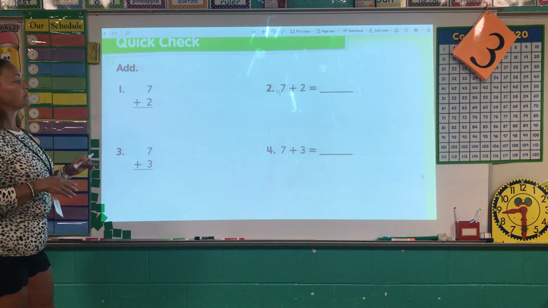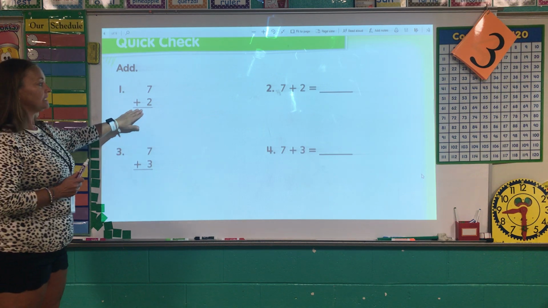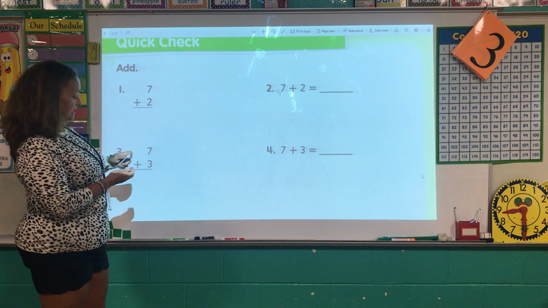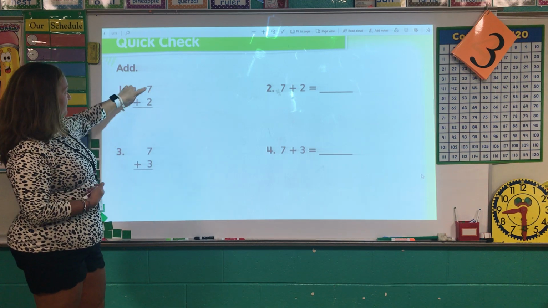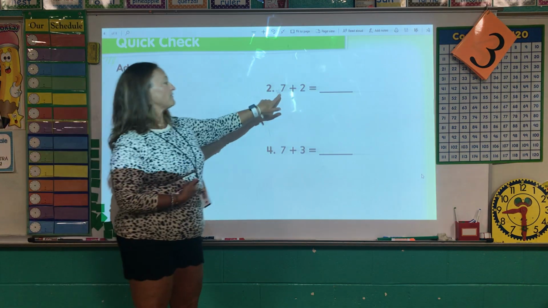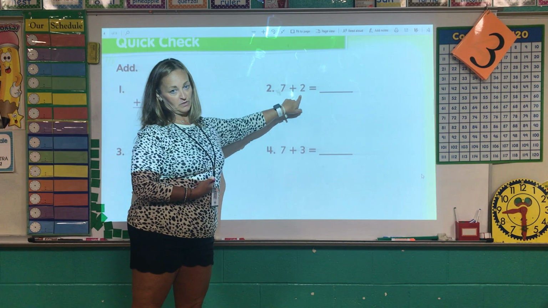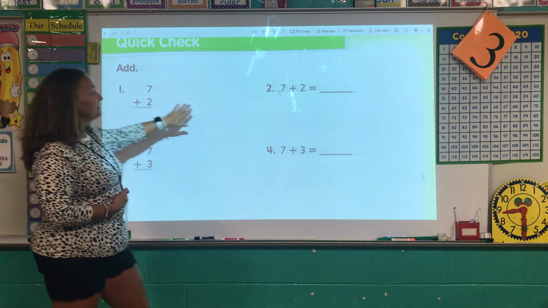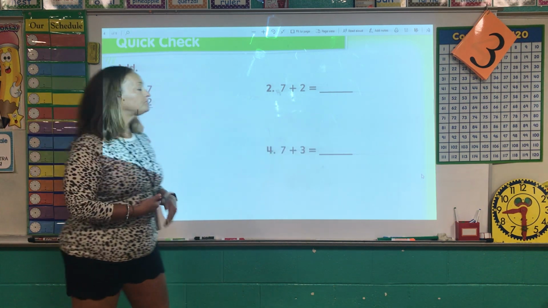So here's a quick check where we're going to add. We're going to look at problem 1 and problem 2. If you notice these 2 problems, we're adding the same numbers. We have a group of 7 and a group of 2 we're going to put together. Over here we have a group of 7 and a group of 2 we're going to put together. So this way we're just going to add them vertically. This way we're going to add them horizontally.